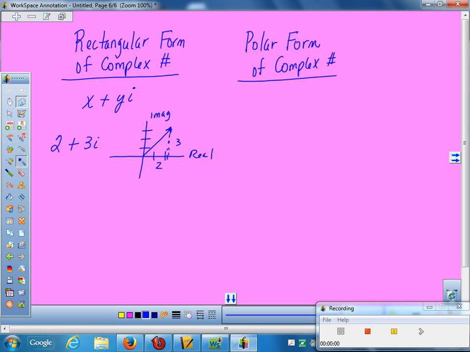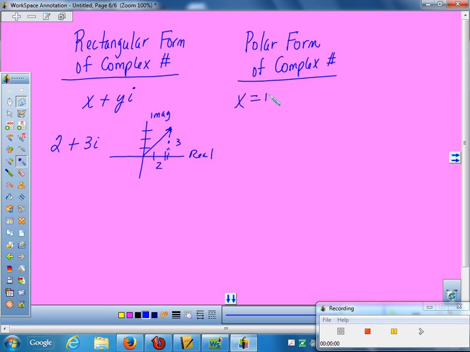Okay. I want to change it into polar form, meaning I want it in radius and angle as opposed to over 2, up 3. I want to know what radius and angle did I go at. Okay. You guys already know the secret. We just did it. What did we just find out x was on the previous screen? X was radius.